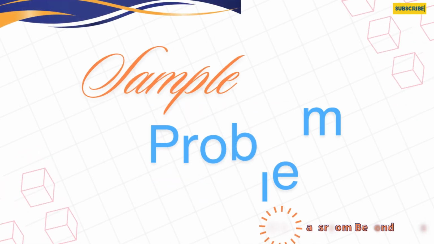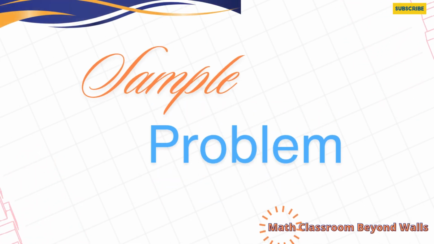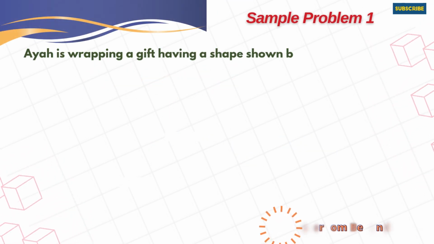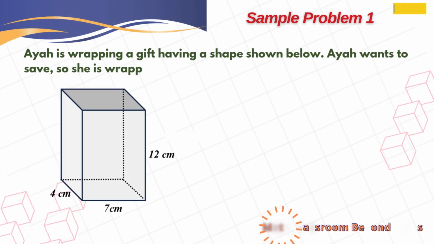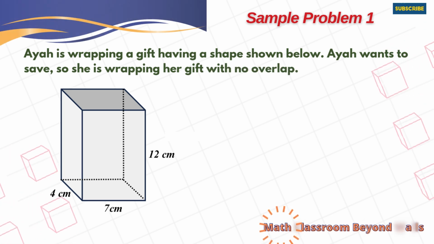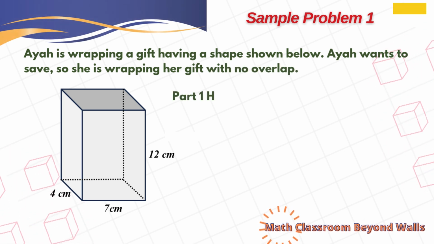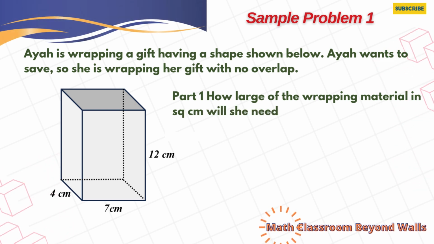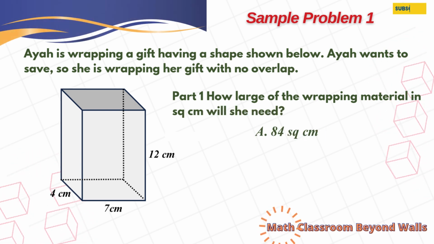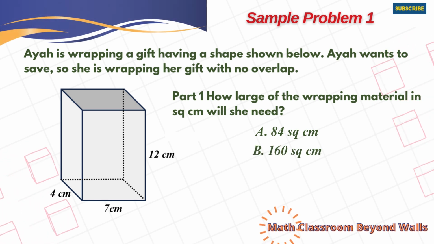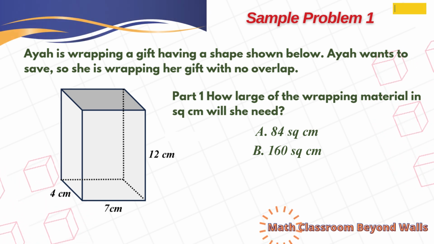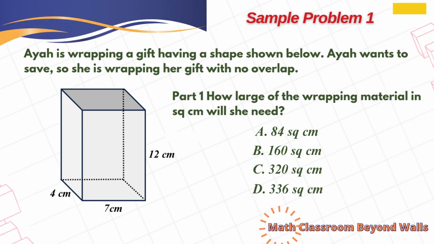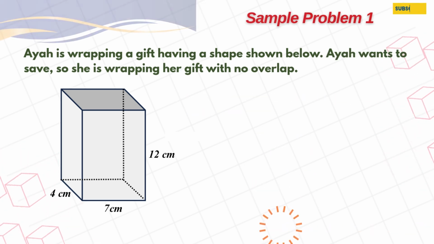Okay, let us work on this sample problem so you will know how it is done. Let's go. Here's the problem. Aya is wrapping a gift having a shape shown below. Aya wants to save, so she's wrapping her gift with no overlap. Part 1. How large of the wrapping material in square centimeter will she need? Option A, 84 square centimeters. Option B, 160 square centimeters. Option C, 320 square centimeters. Option D, 336 square centimeters.